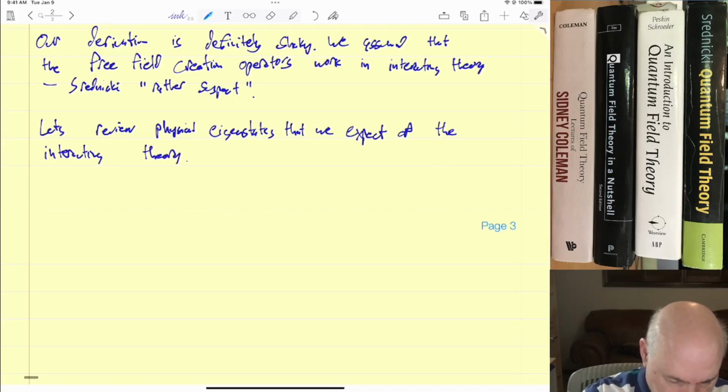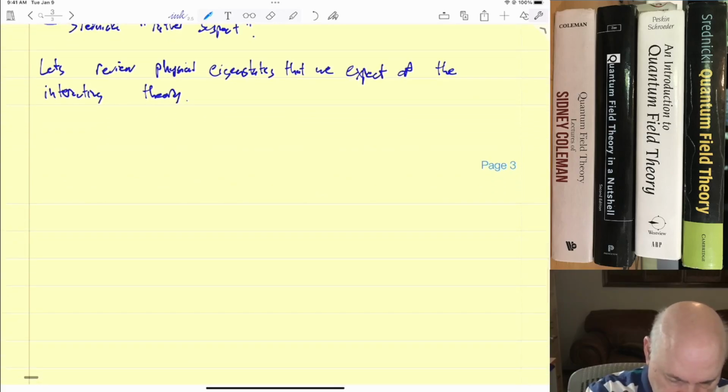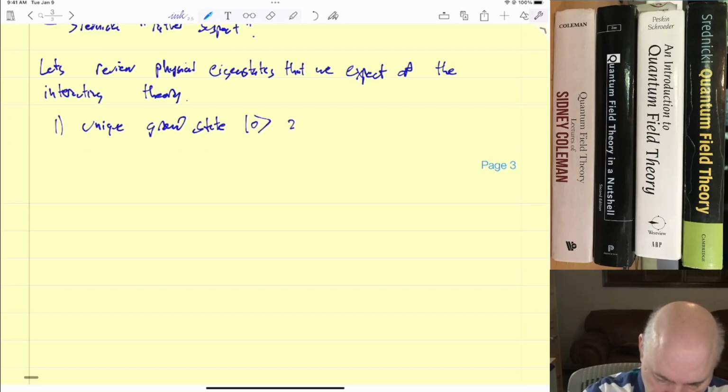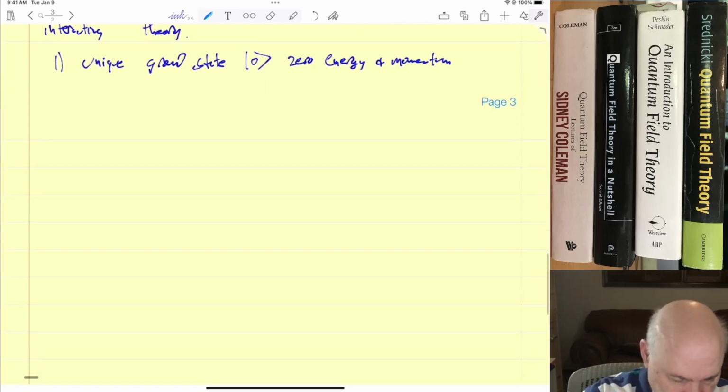Okay, first, there's a unique ground state we're calling |0>, and it has zero energy and momentum. Very few people have problems with this, but maybe later on there will be problems.